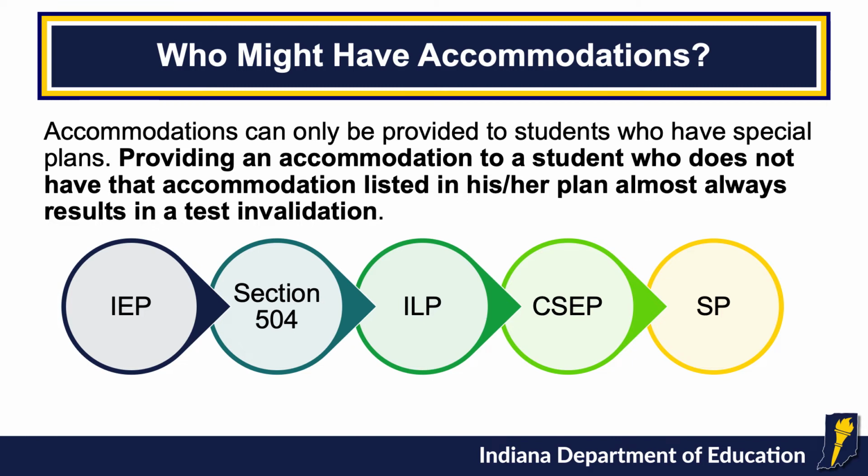Accommodations can only be provided to students who have special plans on file. Providing an accommodation to a student who does not have that accommodation listed in his or her plan almost always results in a test invalidation. The special plans that provide accommodations for students are Individual Education Plans, IEPs, Section 504 plans, Individual Language Plans, ILPs, Choice Special Education Plans, CSEPs, or Service Plans, SPs, which are public districts providing services to special education students attending accredited non-public schools.